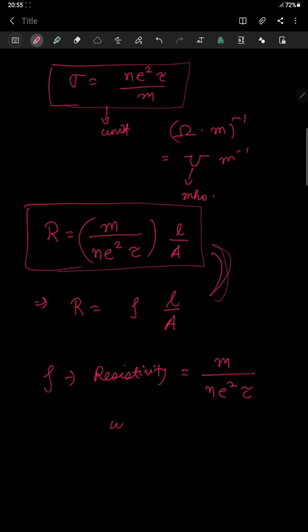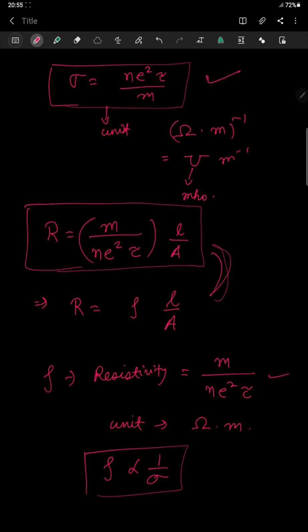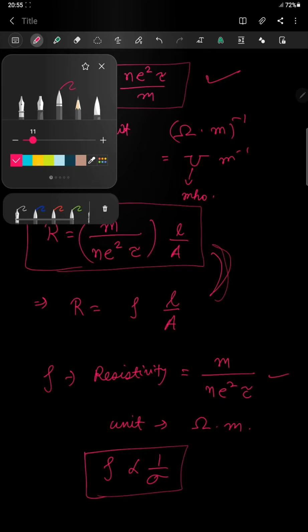And what is the unit of resistivity? Ohm meter. So if you look at sigma and rho, what conclusion can you make? Rho is inversely proportional to sigma. These are very important things which you should know in order to solve many problems.